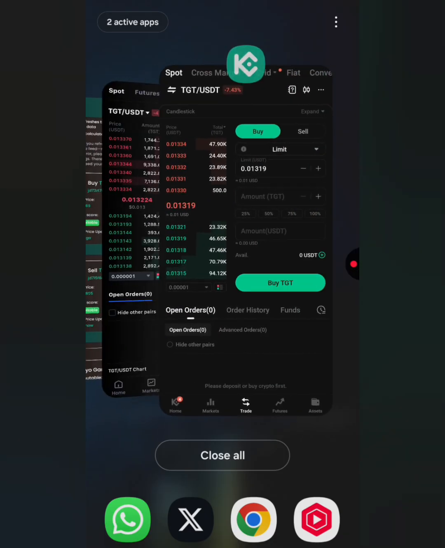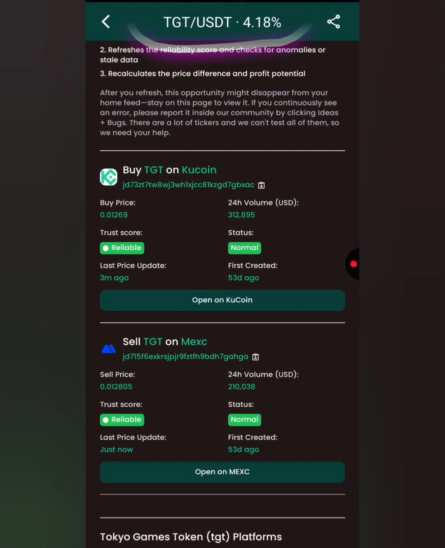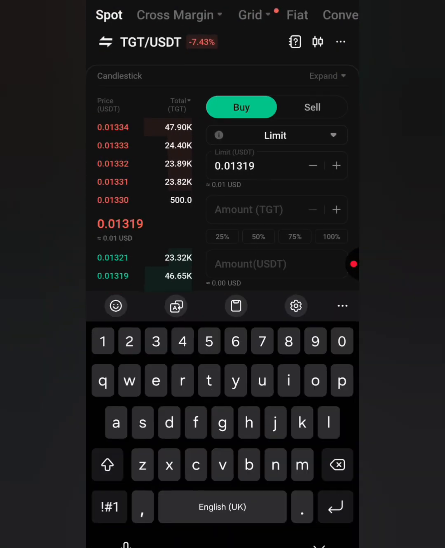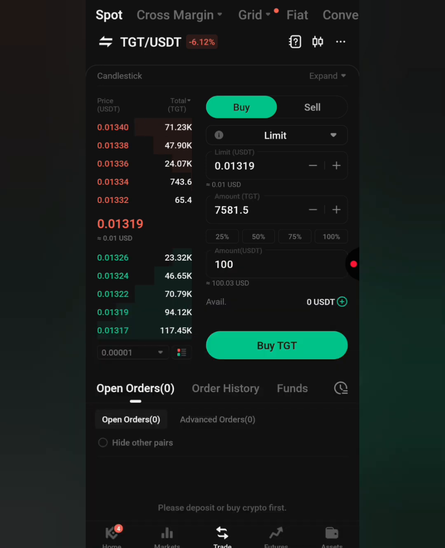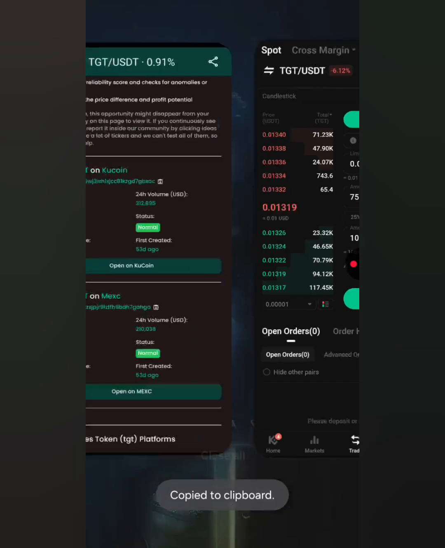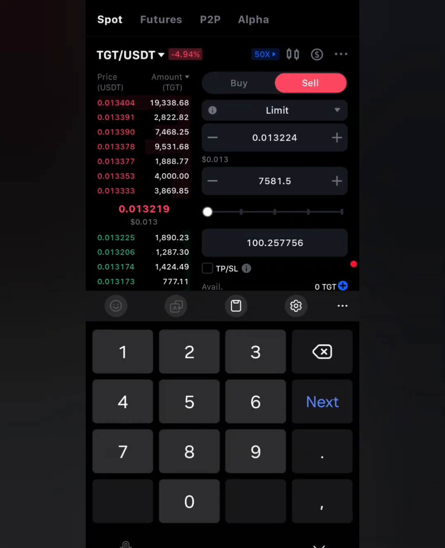Okay, but then let's look into the profit margin. Okay, so right here it says the profit margin is about 4%. So let's just do that. If we're purchasing, let's say we're purchasing 100 USDT of this token on KuCoin, it will give us this amount of TGT, right? So I'm just going to copy this right now, and then I'm going to come to MEXC, and then let's say we're selling it off here.